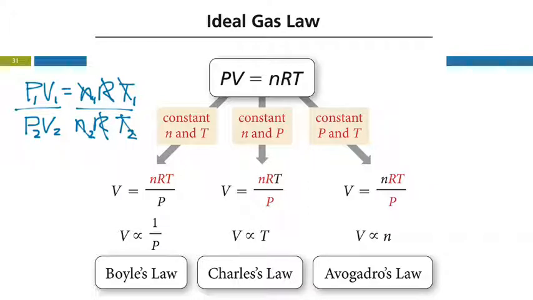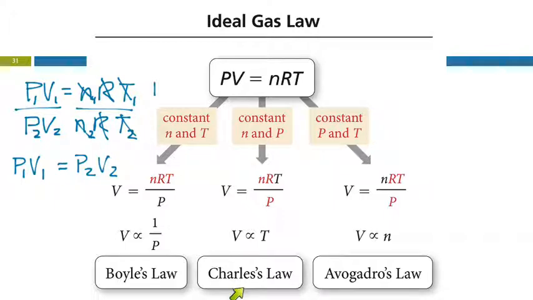So now I've got P1 V1 over P2 V2 equals a canceled out mess. What's that right side equal to? 1. You cancel everything out, you're left with 1. So therefore, P1 V1 is equal to P2 V2, and there's Boyle's law.